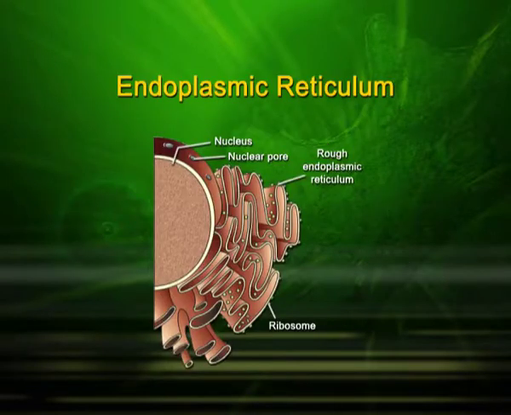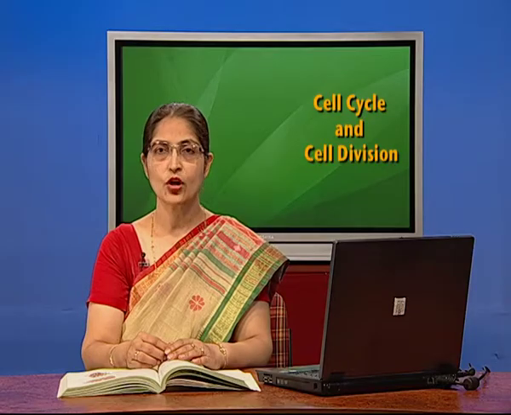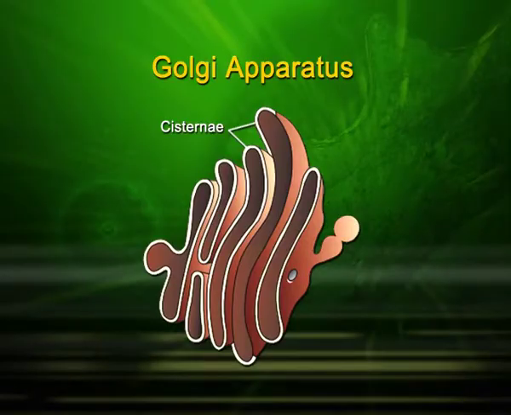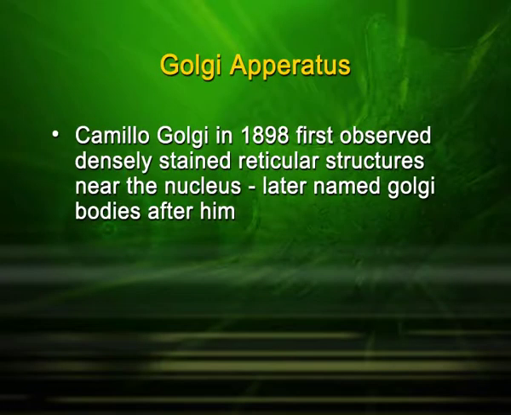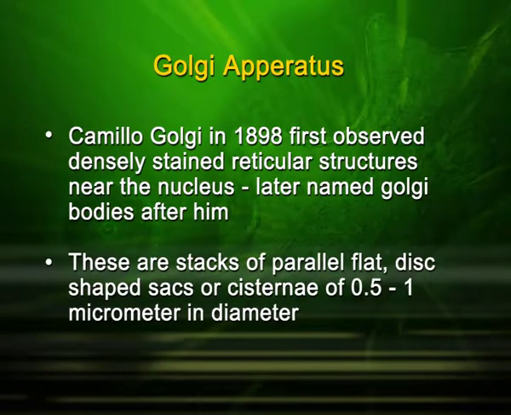Let us look at a picture of the endoplasmic reticulum. Notice that it is in continuation with the nuclear envelope. Another component of the endomembrane system is the Golgi apparatus. Camillo Golgi in 1898 first observed densely stained reticular structures near the nucleus. These were later named Golgi bodies after him. These are stacks of parallel, flat, disc-shaped sacs or cisternae of 0.5 to 1 micrometers in diameter.